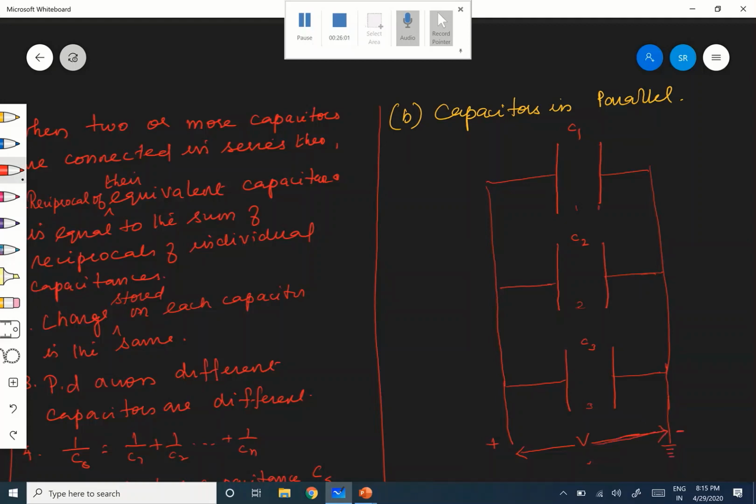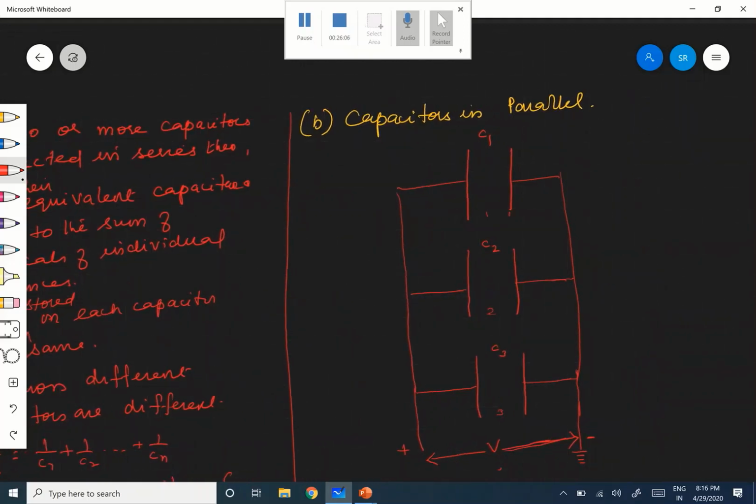The potential drop is the same, but the capacitance is different, C1, C2, C3. Therefore the charge on each capacitor will be different. Q equals C into V. V is the same, capacitance is different, therefore the charge on each capacitor has to be different. Are you following?